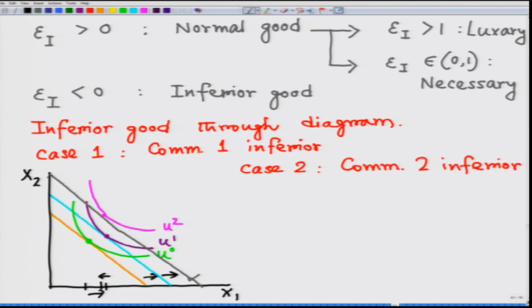So, in that case we can see after some point the commodity 1 has become an inferior good, and in that case the income consumption curve will first rise, but then it will start bending backwards like this. Now, let us see the case where commodity 2 becomes inferior good. Again we draw the diagram.